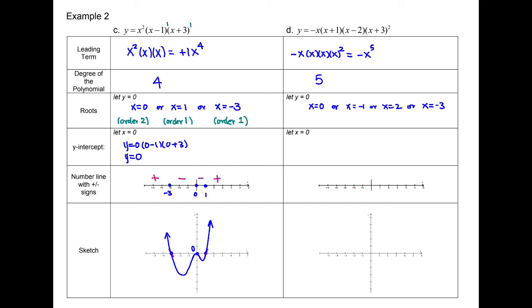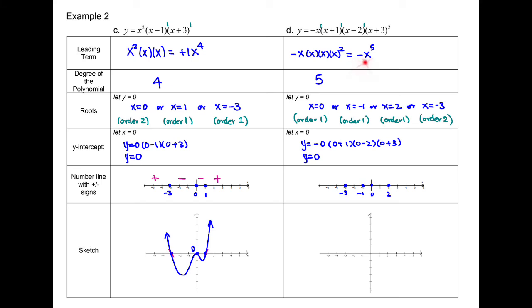Then we look at the exponent to find out our order of the roots. So negative x has an exponent of 1, and x plus 1 to the exponent of 1, x minus 2 to the exponent of 1, and x plus 3 has exponent of 2. So we know the order at 0 is 1, and at negative 1 will be 1, and at 2 will be 1, and at negative 3 will be 2. Then we let x equal to 0 to find the y-intercept, and we will get y-intercept is at 0. Let's put the roots on the number line to check the positive and negative sign for each interval.